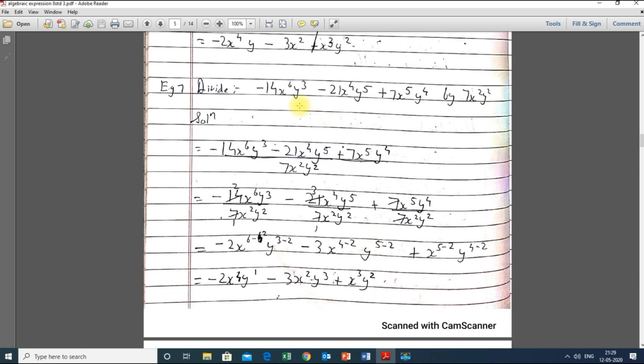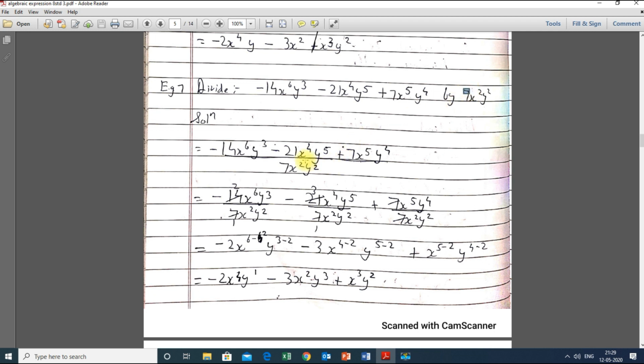Now divide −14x³y³ − 21x⁴y⁵ + 7x⁵y⁴ by the given term, that is 7x²y². Now many students get confused after learning the earlier type of sum, and start applying that method. But no, always before solving you have to read the question properly. Here they have given us polynomial by monomial. You can see there is a monomial over here, only one term. So it's very easy. The way we did earlier is the same way we have to do.